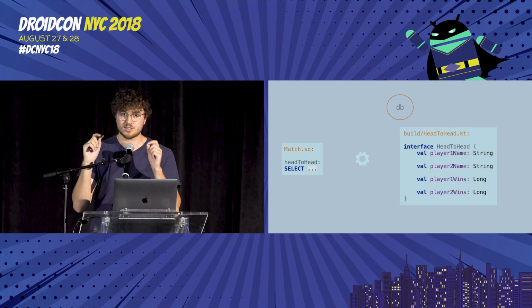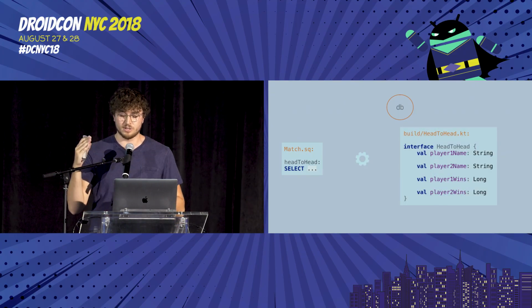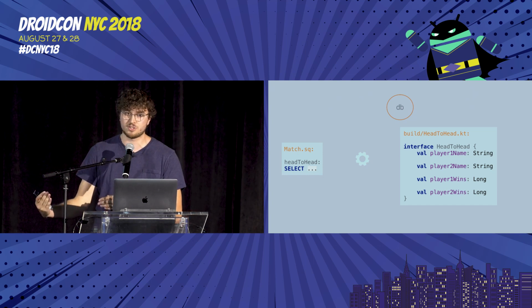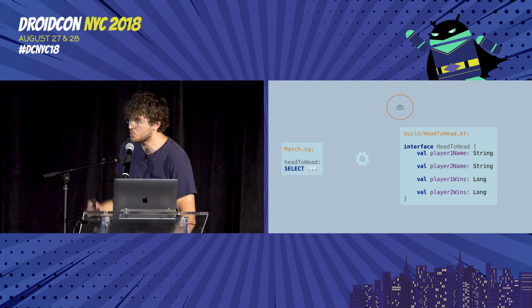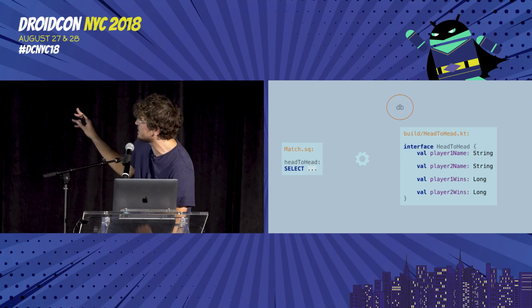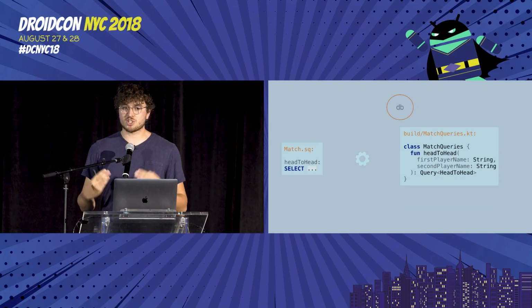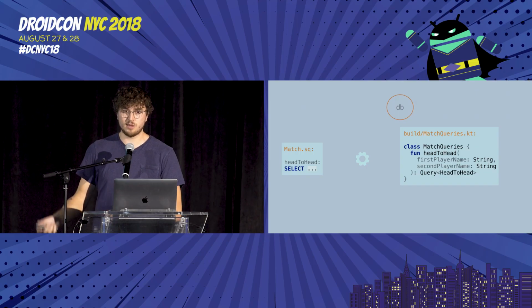It's taking that SQ file with SQLite statements in it and starting to generate interfaces as well as APIs for you to interact with the database. So each projection is going to get its own interface. The head-to-head projection looks like this. And then there's going to be a way to actually run that query on the database. This is the API for that.